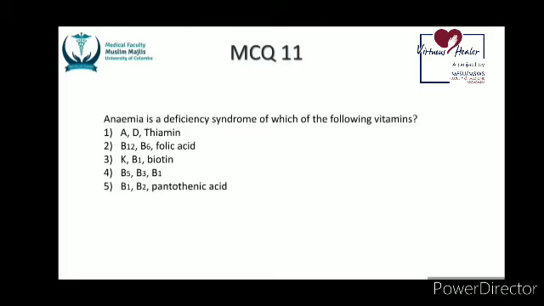Decreased red blood cell production can occur as a result of deficiency of vitamins that are essential for red blood cell production. The essential vitamins that are required for red blood cell production would be vitamin B6, vitamin B12, folic acid, vitamin C, and vitamin E. If you go through all these 5 statements, the statement that gives us the essential vitamins that are required for red blood cell production would be statement number 2, which says vitamin B12, B6, and folic acid.